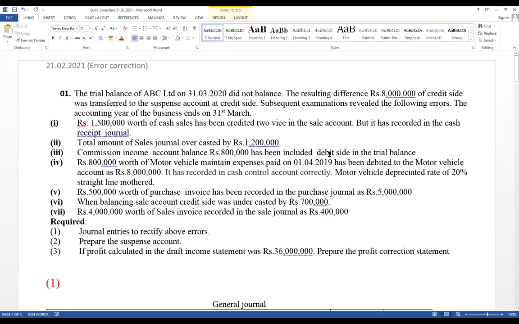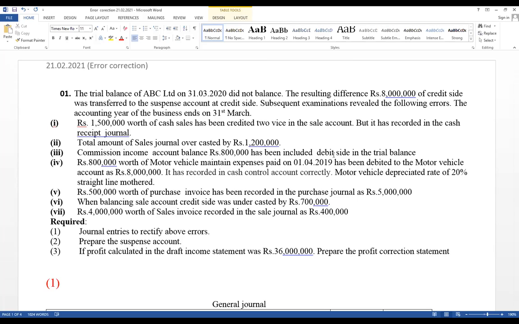Therefore, the effect for profit decreased by 1600. The reason is that it has not been considered as income, it has been considered as expense. It was recorded on the debit side of the trial balance. Normally, the debit side of the trial balance has expenses. Therefore, commission income was considered as a commission expense. As a result, the effect for profit decreased by 1600, not 800.